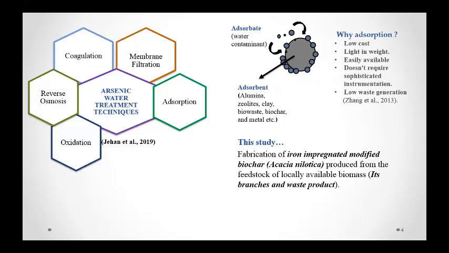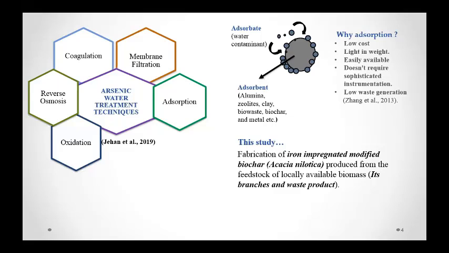There are several techniques that have been developed by various scientists that treat arsenic very well, but these techniques are expensive and require expertise for the operation, as well as a large space for plant operation. On the other side, adsorption is the cheapest process. It is light in weight. The adsorbents are used for the treatment of arsenic contaminated water, and it does not require any sort of sophisticated instrumentation and expertise for running the operation.